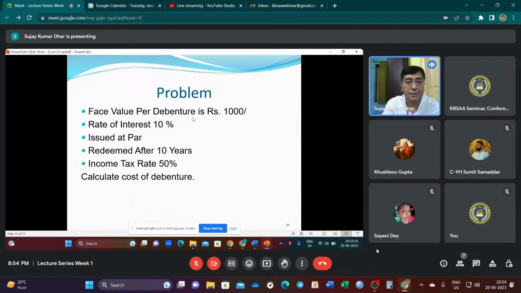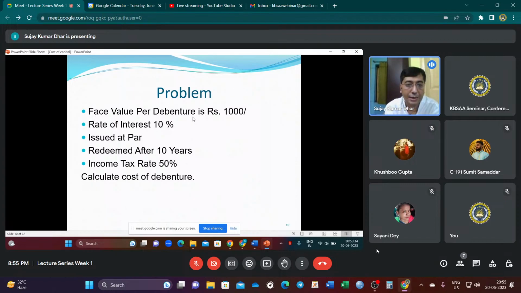Next, face value per debenture 1000. Rate of interest is 10%. Issued at par. Redeemable after 10 years. Income tax rate 50%. Calculate the cost of debenture. Tell me what will happen in this case.